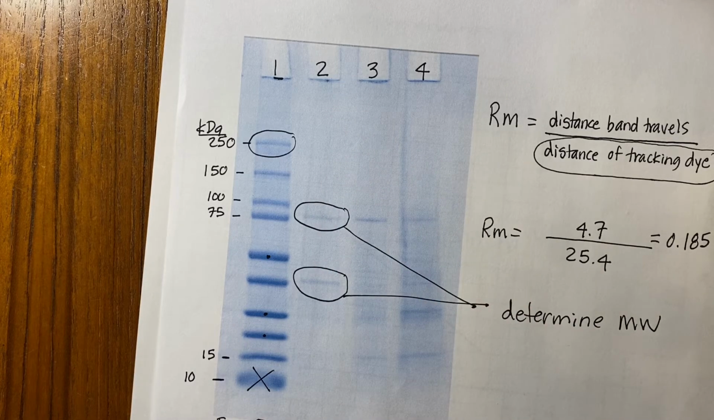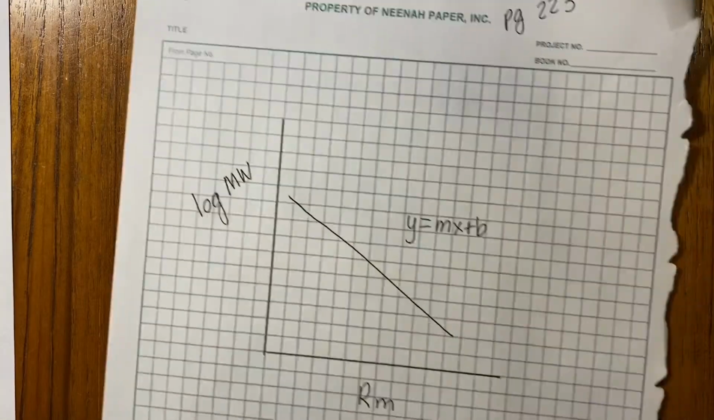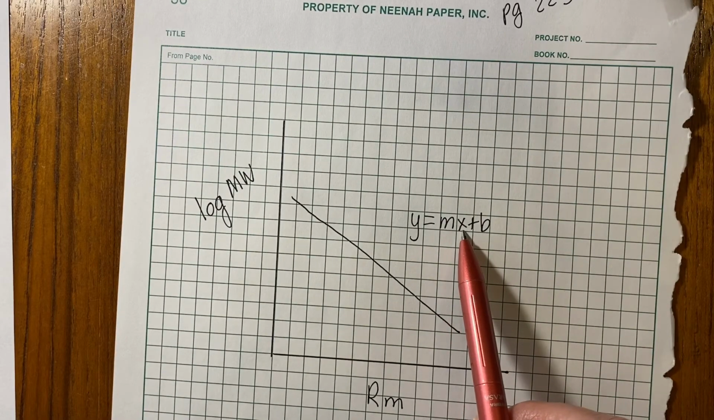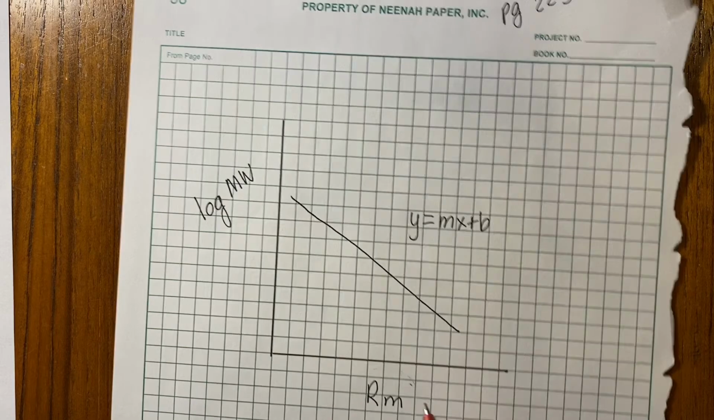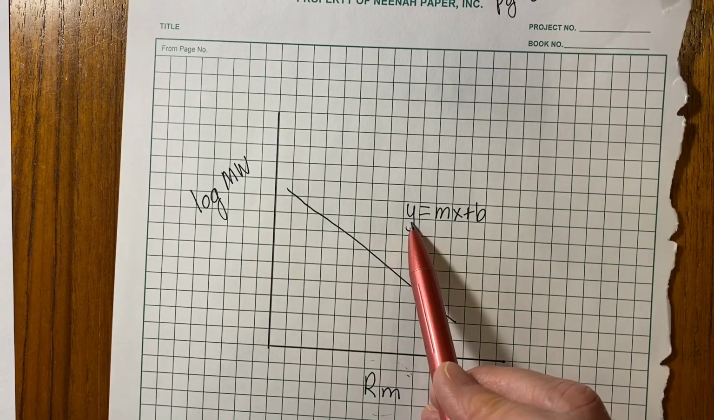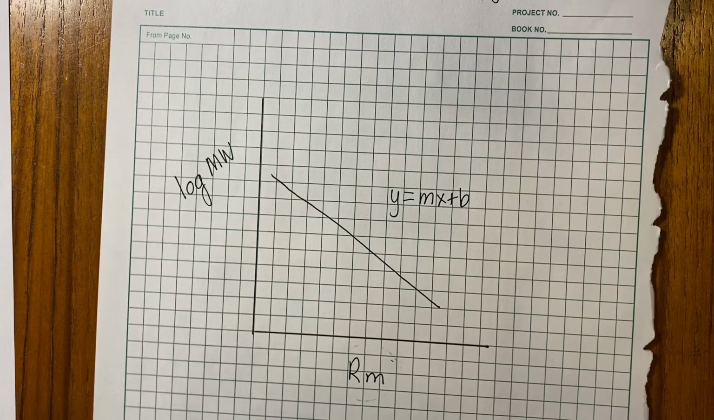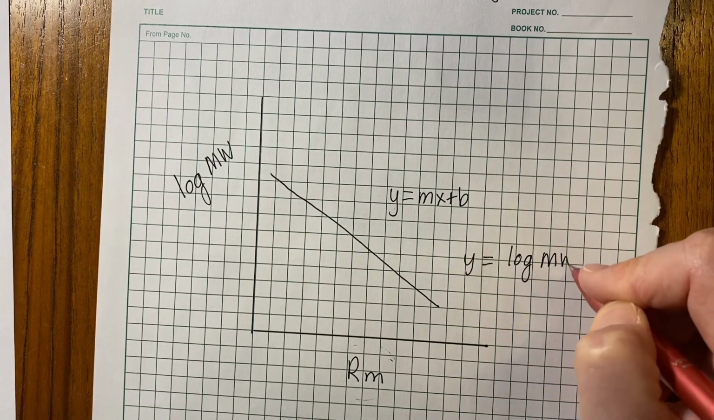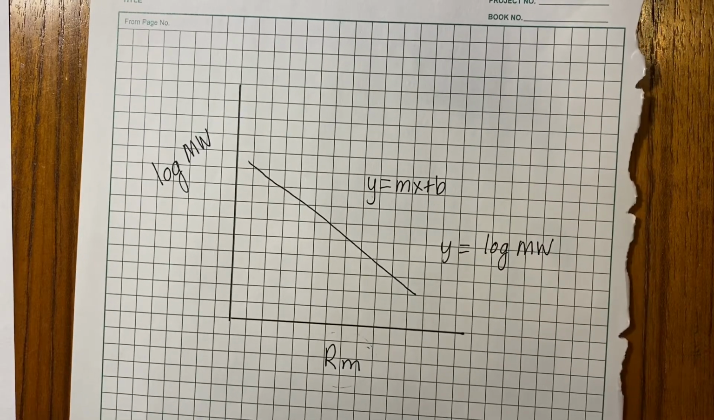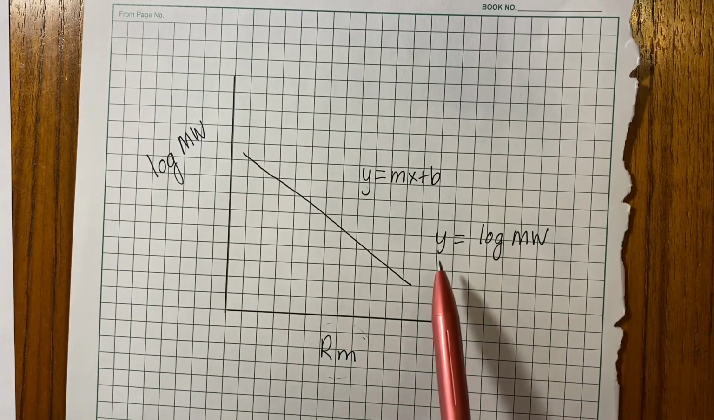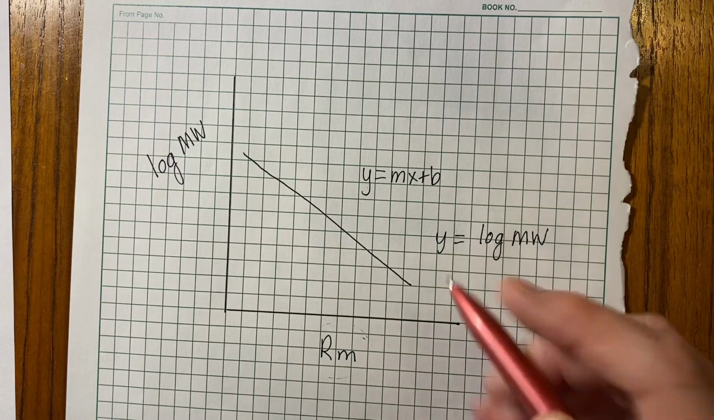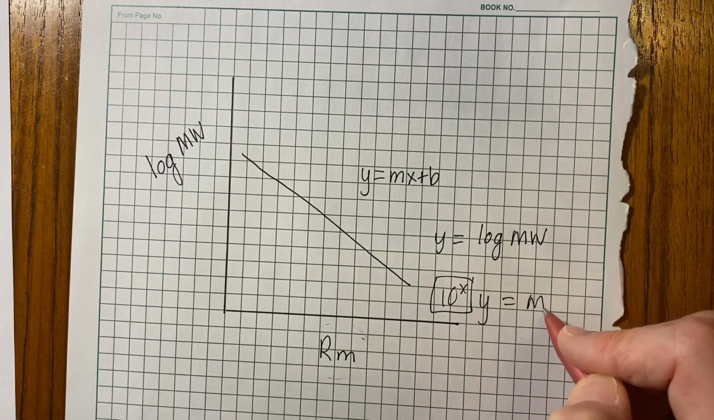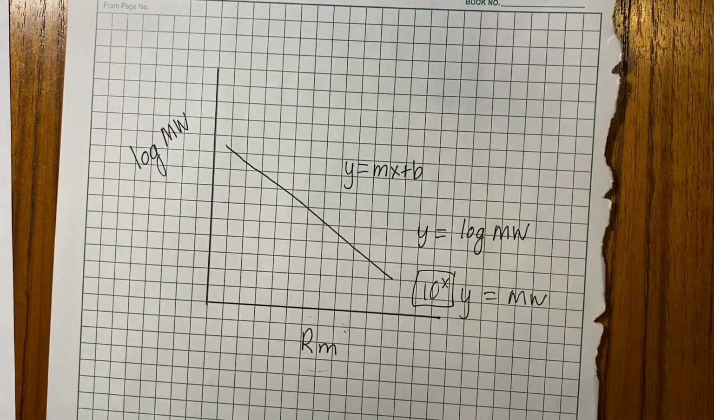When you get those 2 RM values, you will put them into this plot, and they will go in for X because RM is on the X, and you will be solving for Y this time. Keep in mind that your Y equals log of molecular weight, similar to the gel filtration column. So to get to the molecular weight, you will have to take 10 to the power of Y, and that will equal your molecular weight when you do the calculation.